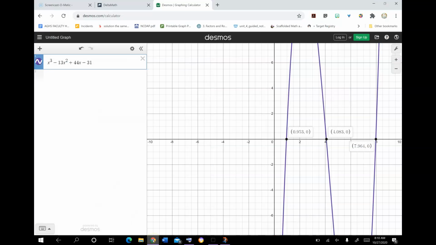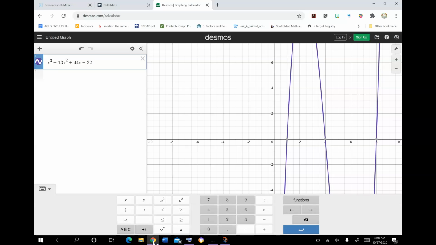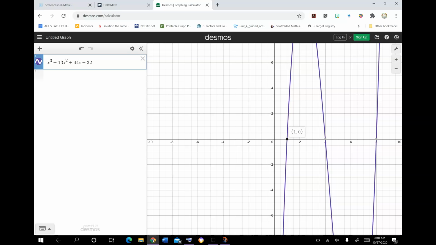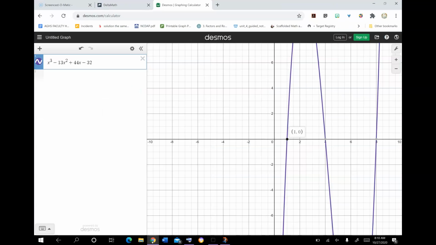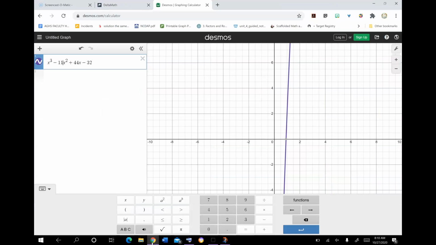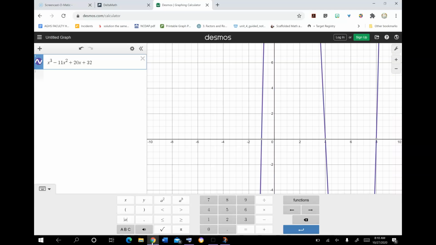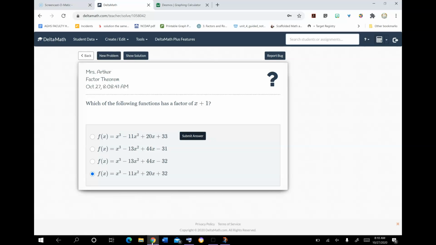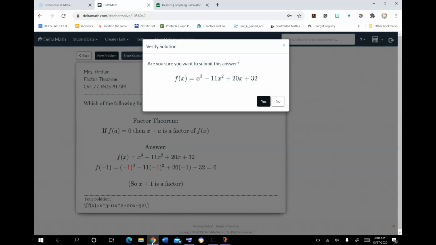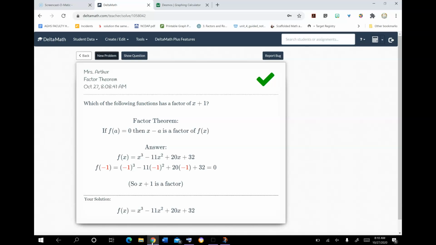Let's go to the next one. The next one is x cubed minus 13x squared plus 44x minus 32. That gives me a positive 1, but I'm looking for a negative 1. So it looks like it's going to be the last one. This one goes back to x cubed plus 11x squared plus 20x plus 32, and look there, it crosses at negative 1. So this last one is my answer. Okay? That's one part of this Delta Math.